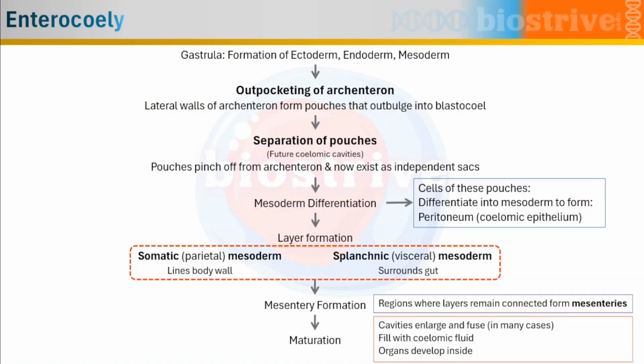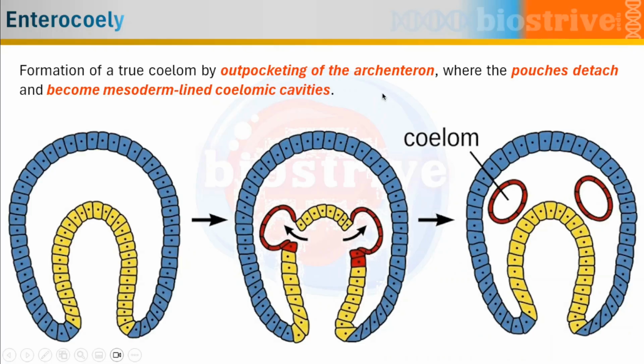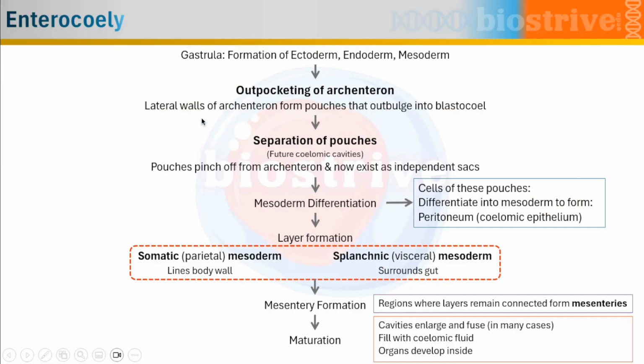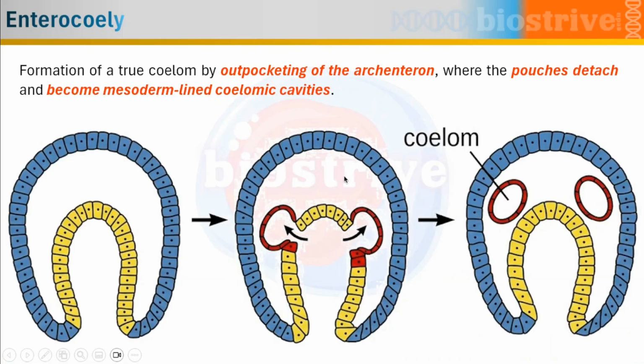Let's talk about the process of enterocoely. As you can see, first of all, there will be the stage of gastrula where the formation of all the 3 germ layers has been completed, and now there will start outpocketing of the archenteron. The outpocketing of archenteron has started. So the lateral wall of archenteron will form certain pouches that will start to outbulge into the blastocoele. So here this cavity is the blastocoele and some cells from the endoderm are starting to outbulge.